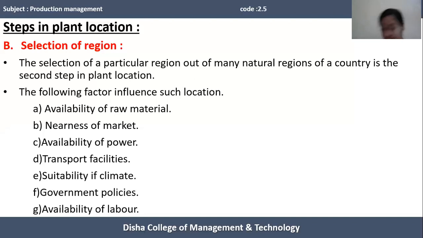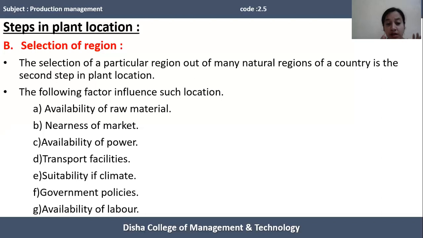Next comes government policies. Government policies also play a major role in identifying a location for the plant. Generally, the industrialist has to follow the rules, regulations, and policies of the government. The government makes certain provisions for developing a particular area.